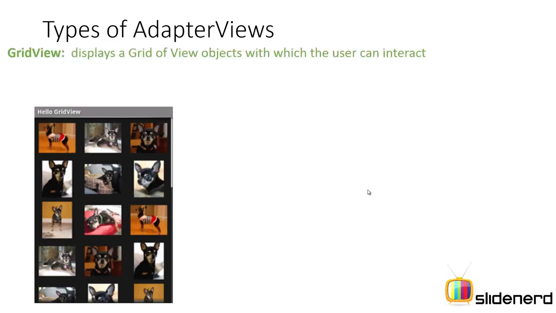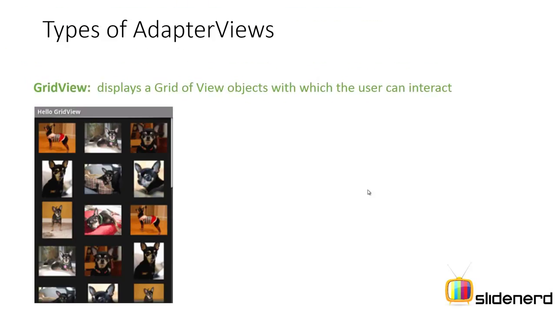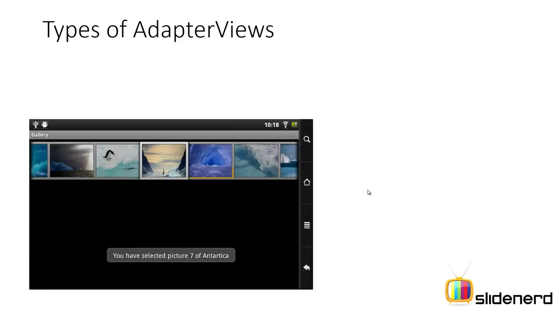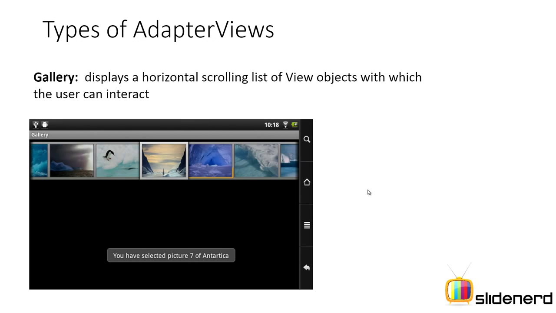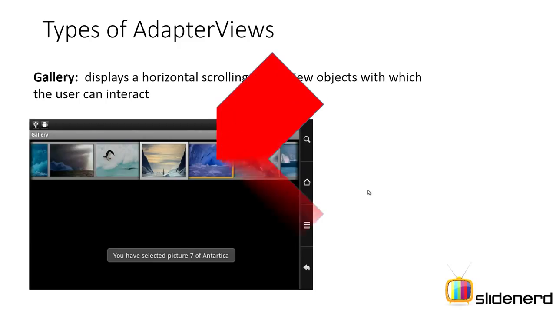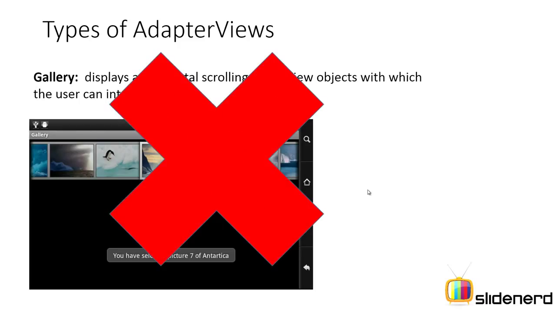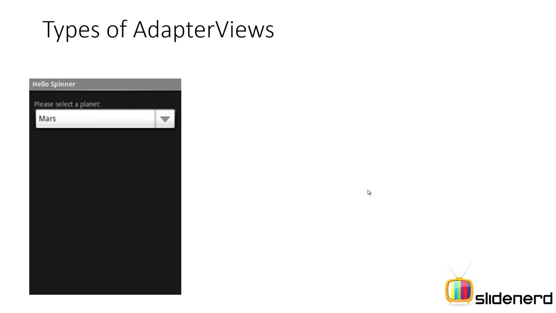Then you have the second type of adapter view, which is called a grid view. It displays data along rows and columns. Very common. Again, you have seen this 100 times by now, I'm sure. The other way to display data is a gallery. It displays a horizontal scrolling list of view objects, but as of Android 4.1, this is deprecated, which means it's not used anymore. Of course, we will discuss the alternatives later, but for now, remember you don't use gallery anymore. And then you have the spinner, which is a simple drop-down list, which you've seen in desktop environments all the time.